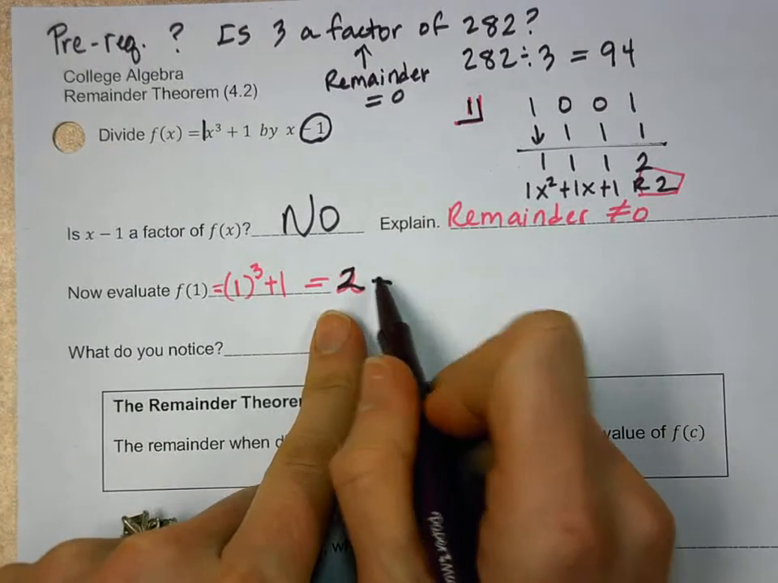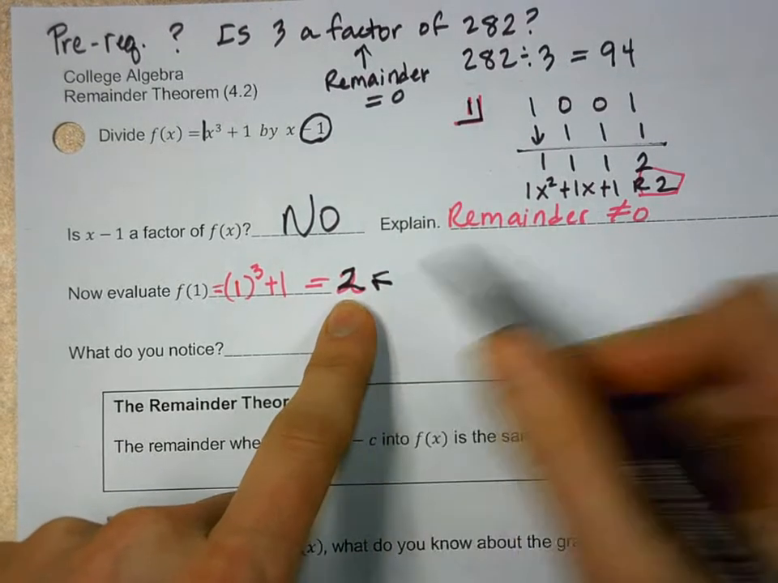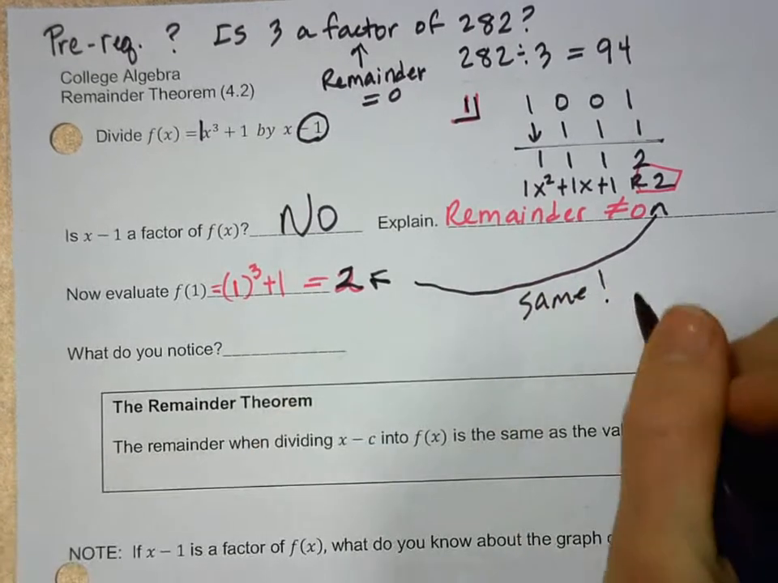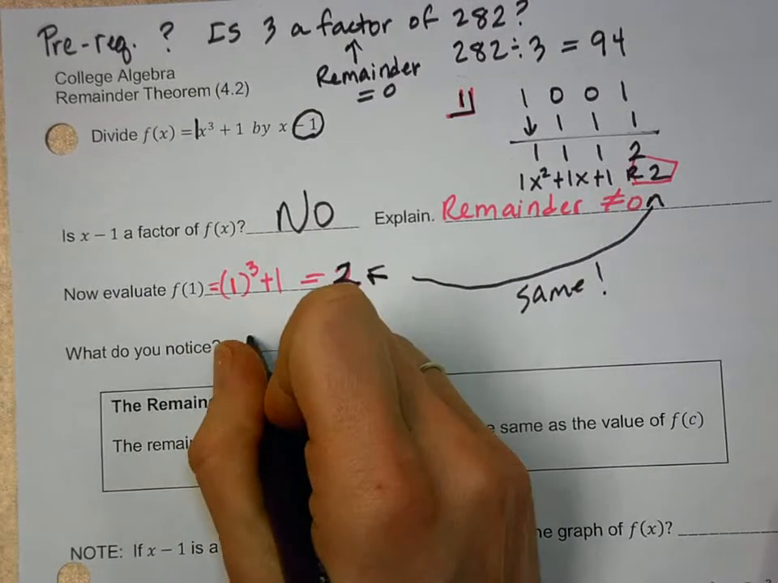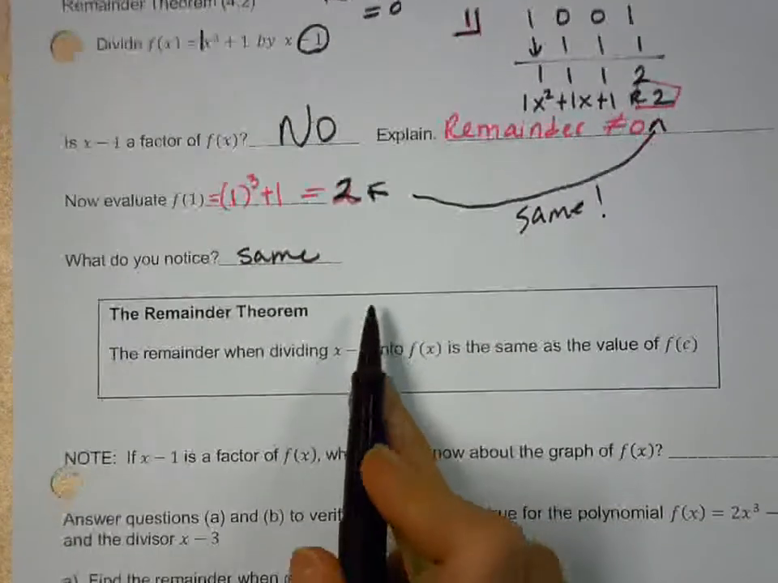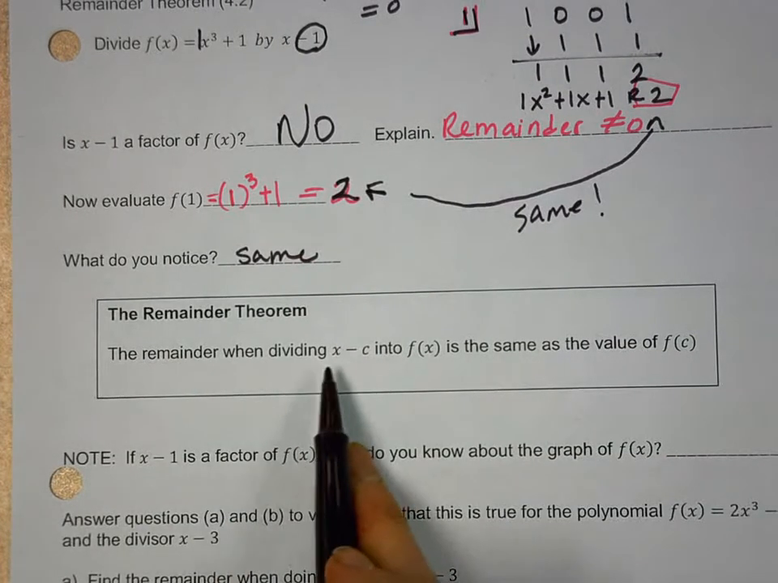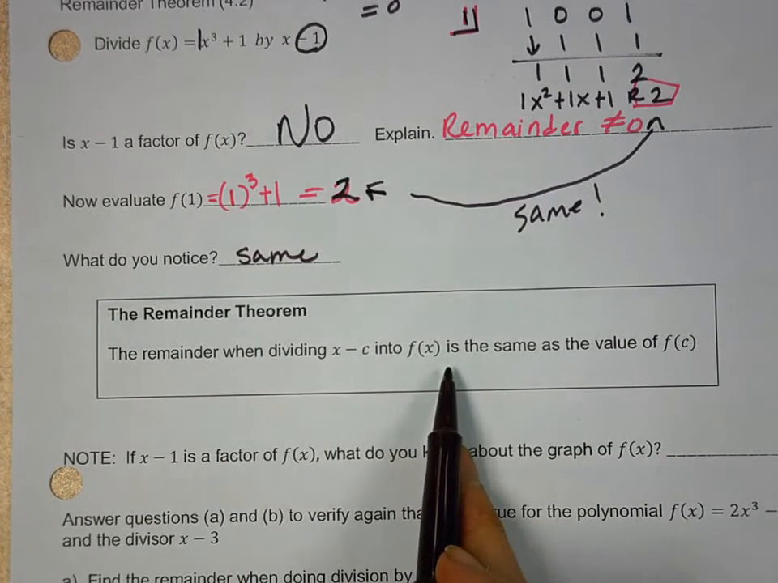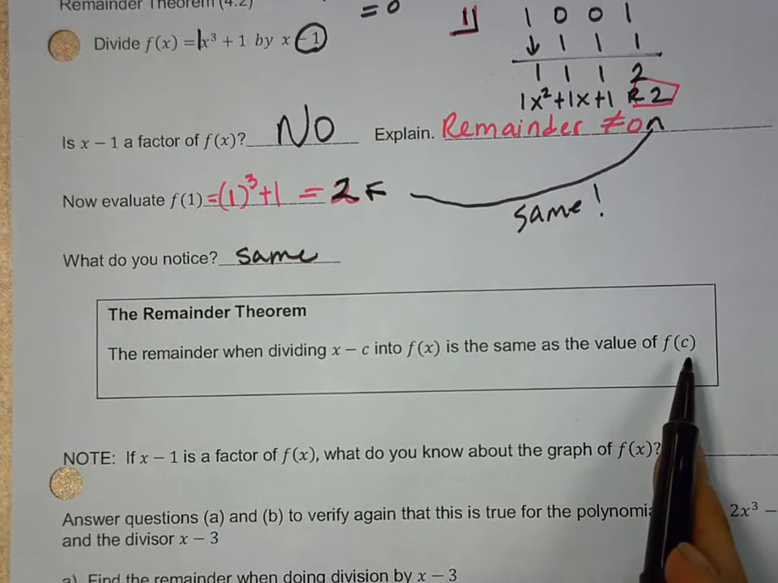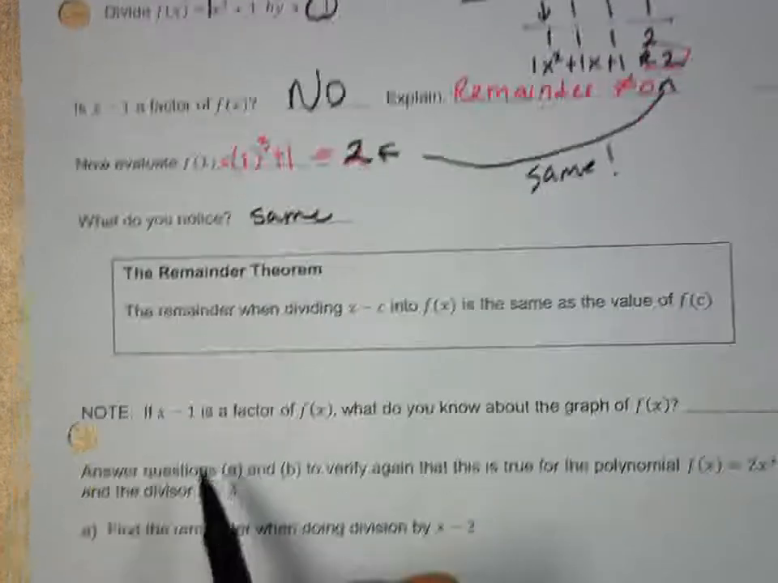Notice the function, when I plugged in that number 1, it equaled 2, which is the same as the remainder. These are the same. And this is actually the next theorem that we look at. It's called the Remainder Theorem. The Remainder Theorem says that when dividing x minus c into a function, the remainder is going to be equal to the same value as the function evaluated at c. So let's see how that helps us as we look at different types of problems.